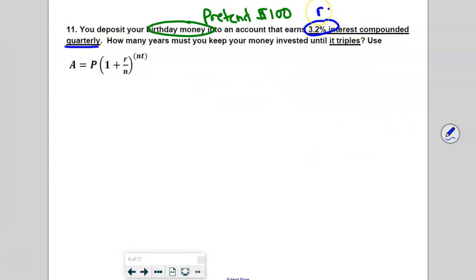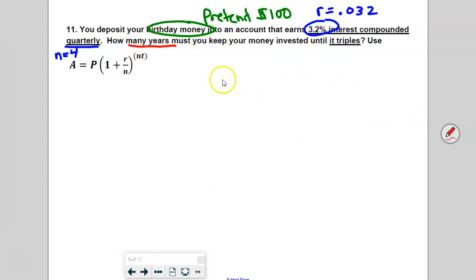So this rate, this 3.2%, remember it's divided by 100, or move the decimal point over twice. And then when it says quarterly, that tells you how many times a year you're going to collect interest. So that means 4 times a year. N equals 4 in this problem. And then this is where it gets kind of tricky. It says how many years.